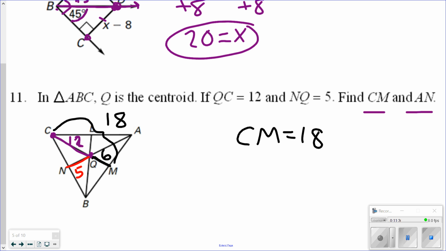All right, let's figure out the length of AN. So AN is this entire segment here. Well, if we look at NQ, which is red, we know that that length is 5. That's the smaller segment. So what does that mean that the longer segment QA is equal to? Well, we just double the smaller segment. So that means that QA, which is in red now, would have to be 10. So if I want to figure out this entire length, I would just add up 5 and 10 together. So AN is equal to 15.